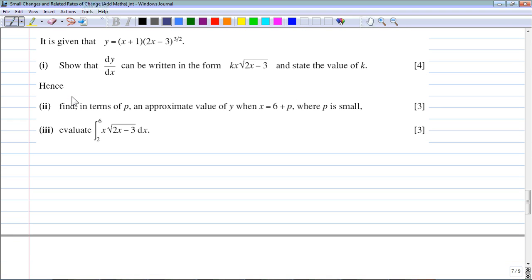Here's the third example. This is from an exam. Now here I'm not going to do all of it, but only focus on part 2. But first we've got to do part 1. The derivative of y can be found using a product rule.